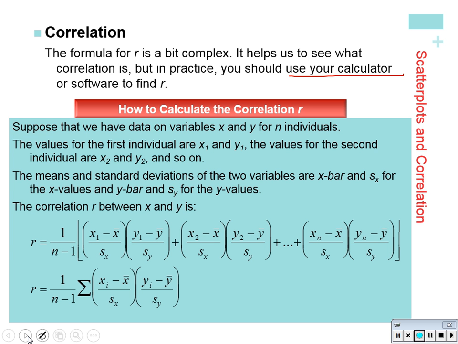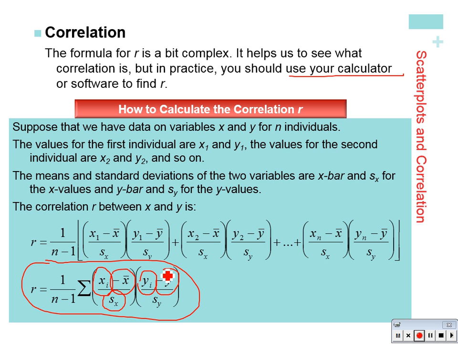So the value of R can be computed by this formula here, and that is 1 over n minus 1, remember n is the number of data points, times the sum of, and you have to do this for each data value, you have to take the data value, subtract the mean and divide it by the standard deviation of the x values, and then you take that answer and multiply it by the y value of one of your points minus the mean of the y values divided by the standard deviation of y.